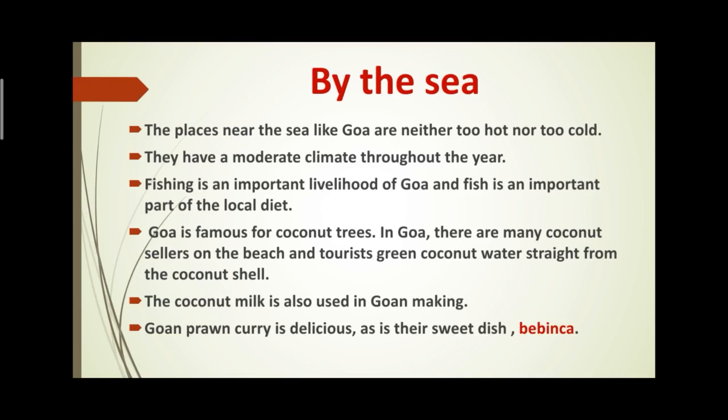Aruna and Akash smelled the sea and even drove along the coast and saw the sea water. They felt that Goa was neither too hot nor too cold. There is a moderate climate throughout the year. Fishing is one of the most important occupations of Goa and fish is an important local diet. Goa is also full of coconut trees. Coconut is used in Goan cooking. Goan prawn curry is one of the famous dishes and bebinka is a famous sweet dish of Goa.